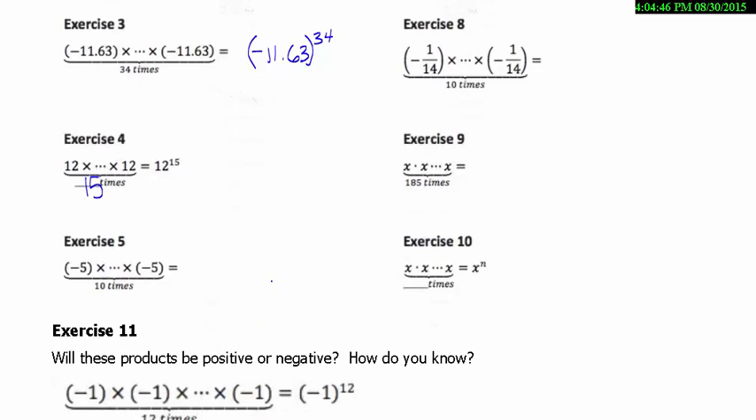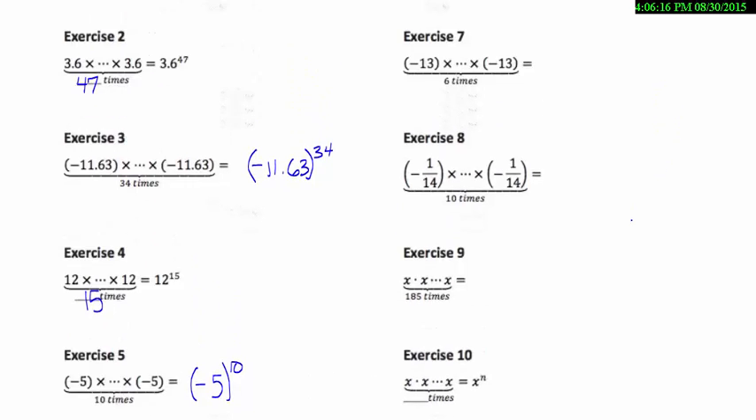In number 5, we have negative 5 multiplied by itself 10 times. So we must have negative 5 raised to the 10th power, and parentheses are absolutely necessary here because the base is negative.